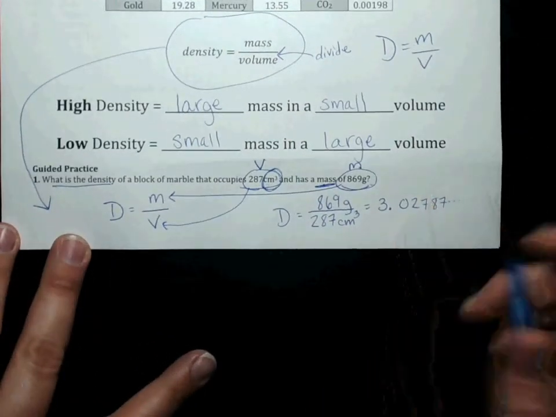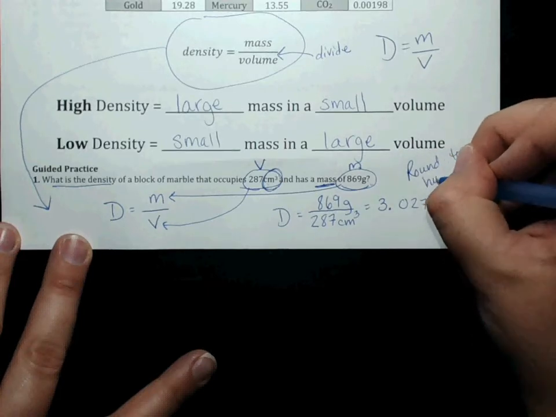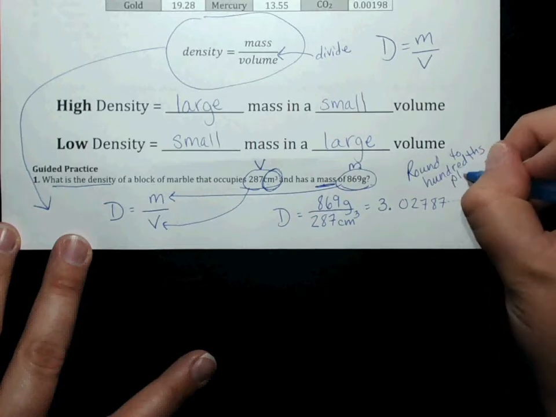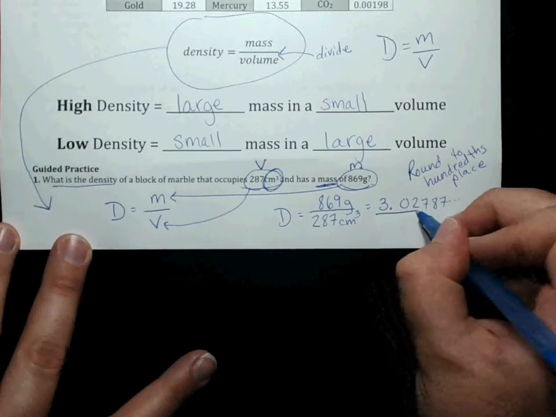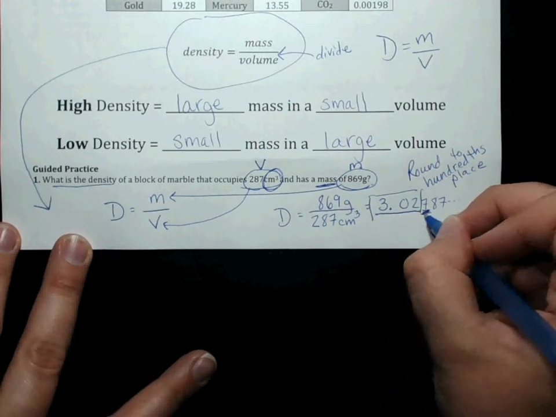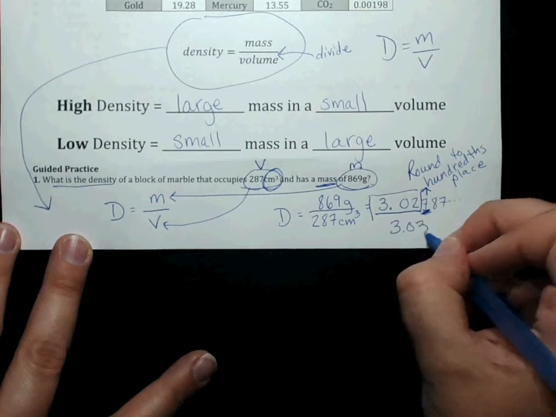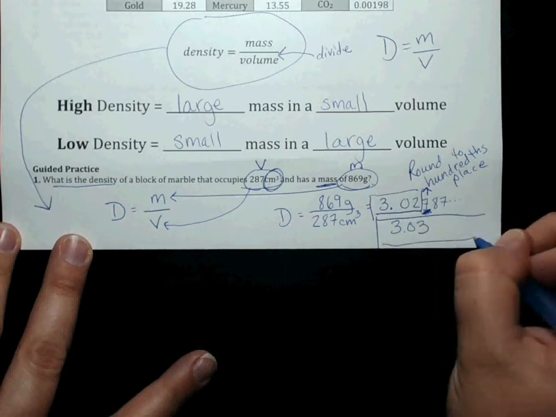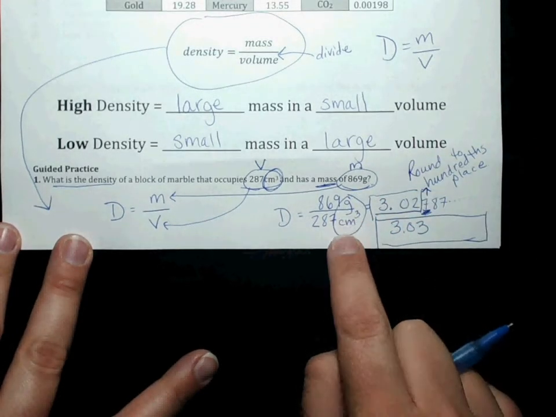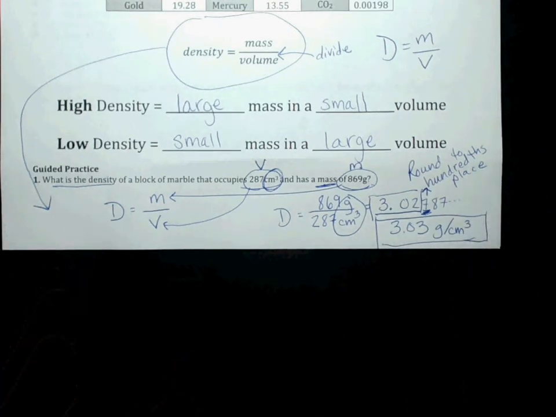We're going to always round to the hundredths place. That's 2 decimal places. So we're going to round to here. Okay, but this 7 tells me I should round up. So instead of 3.02, I'm going to round this to 3.03 for my final answer. And I need units on my final answer. Those units are this right here, grams over cubic centimeters, or grams per cubic centimeters.